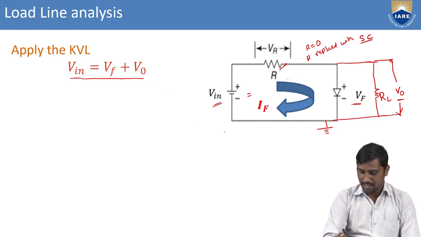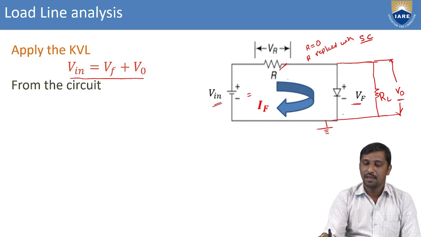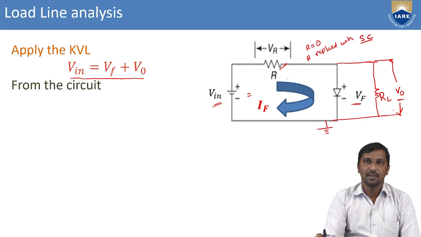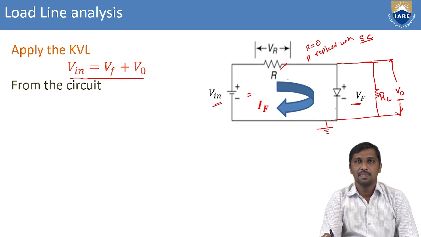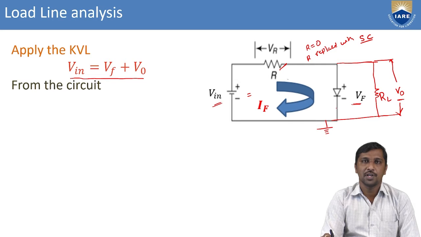Now from the circuit, we know, what is the output voltage V naught? This output voltage we are going to measure across the load resistance. Under this network, which current is flowing? The same current flows across the diode as well as the load resistance. In this network, the diode operates as forward biased. Hence, a forward current flows across the diode as well as the load resistance.